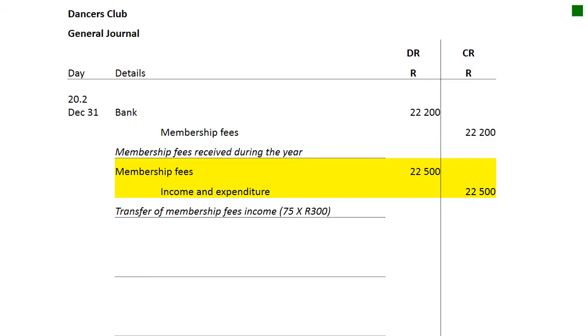So the journal entry will be, our membership fees account will be debited and will credit income and expenditure. This is the total amount of membership fees that's going to be taken to our income and expenditure account. This is a closing transfer account. This membership fees amount of 22,500 represents the balance of membership fees. That's the income for the year that gets transferred to the income and expenditure account. This is the amount that will show on our statement of profit and loss for the club.